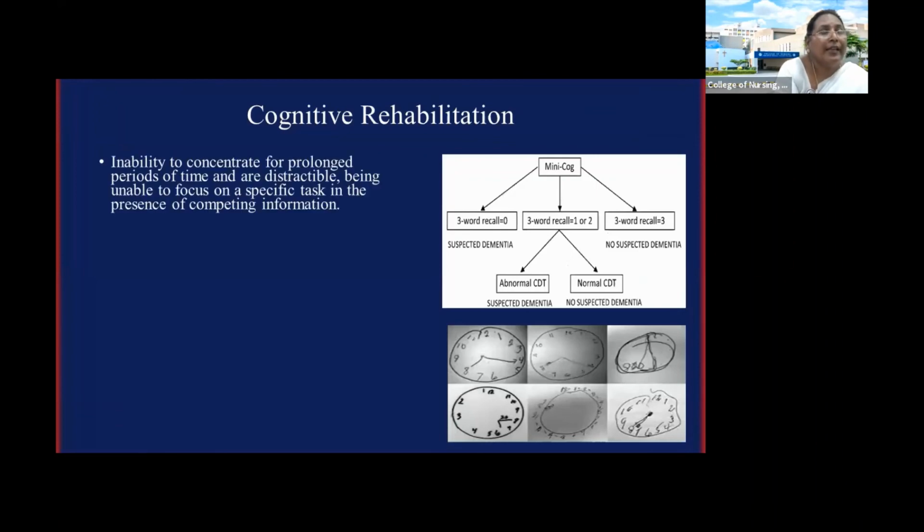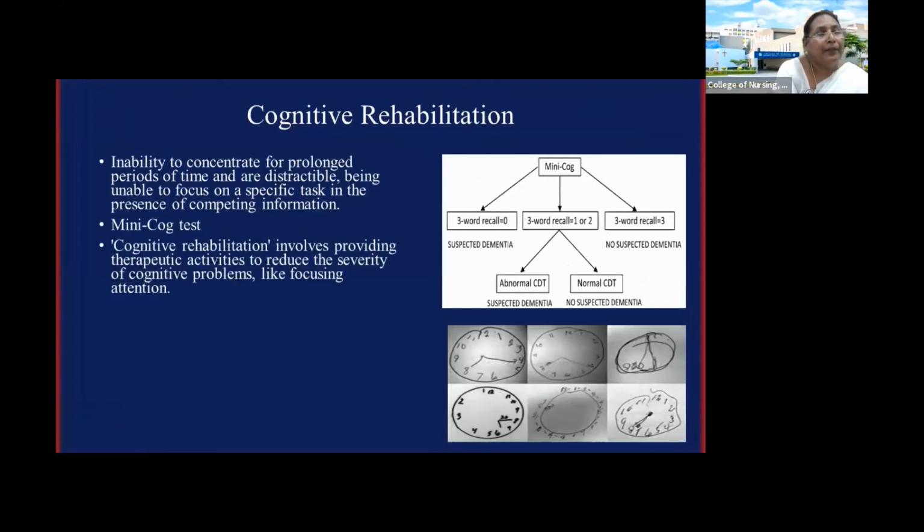Coming to cognitive rehabilitation, inability to concentrate is the common finding that you have as a cognitive problem. You give them a task, half a plate, even if you give very little rice, they will eat 2-3 spoonfuls and then they will not concentrate on that. You ask them to write one line, they will write one word and then they will forget what they are writing. So focusing is a problem in them.